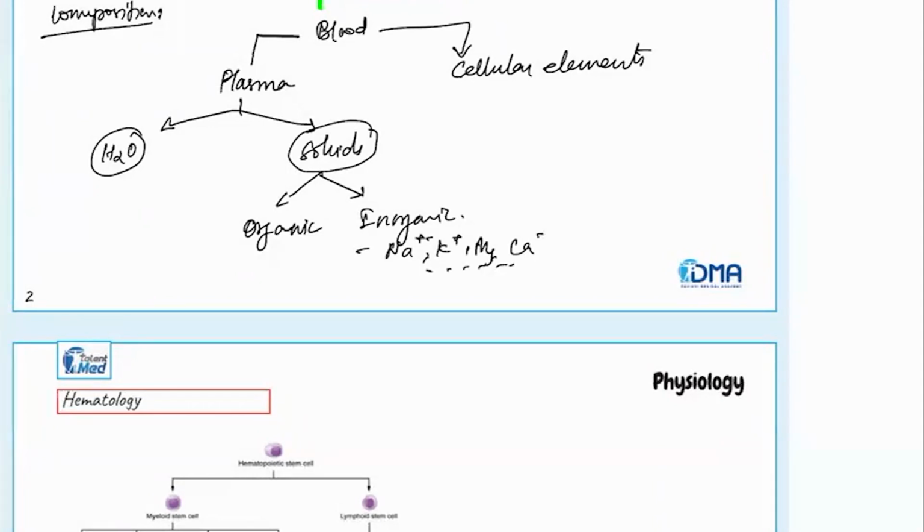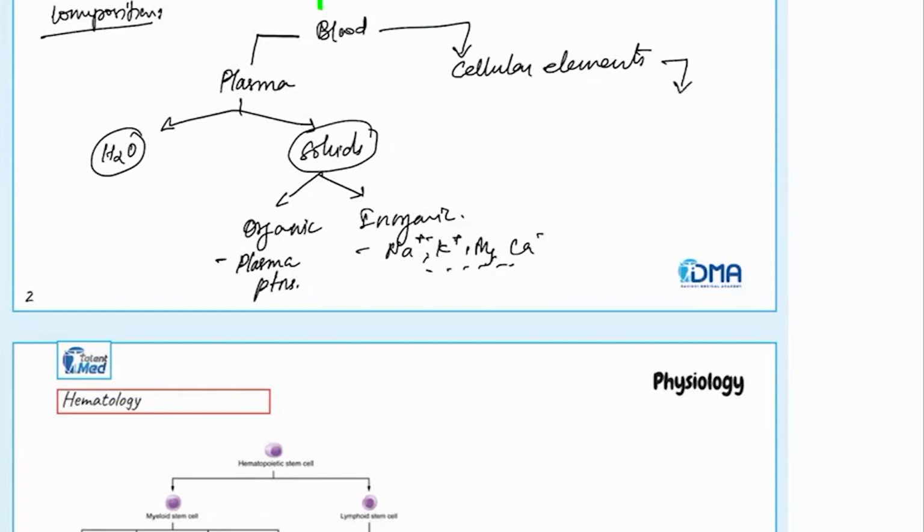Chloride, bicarbonates, phosphates, sulfates. Whereas the organic content also has so many organic constituents like glucose, amino acids, lipids, nitrogenous bases, urea, uric acid, and some internal secretions like enzymes, hormones, and also the most important, plasma proteins. Okay, so this is the simple composition of the plasma.